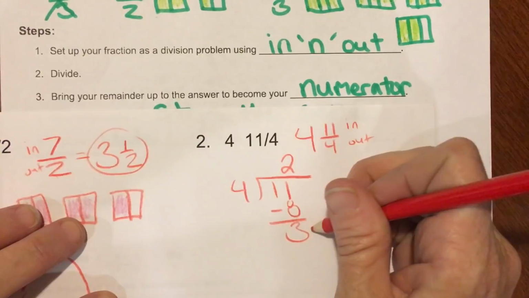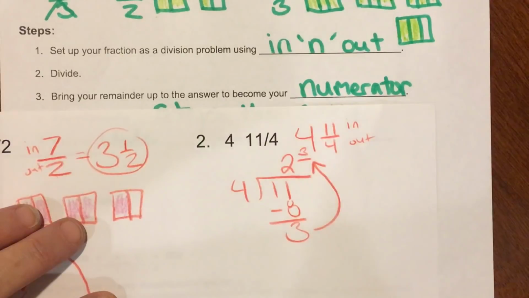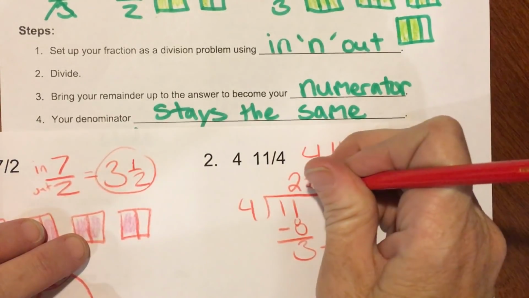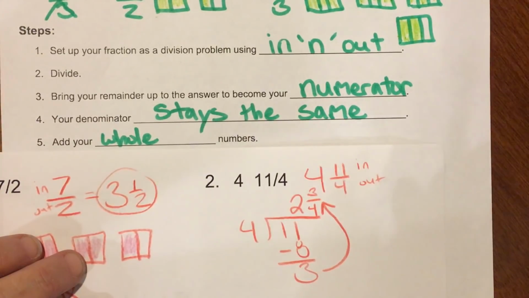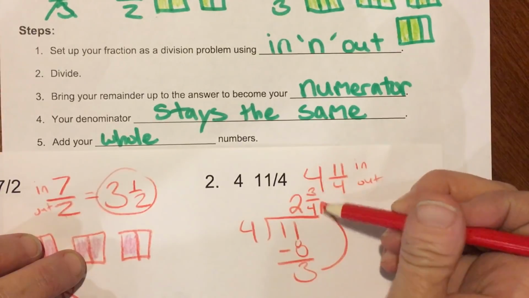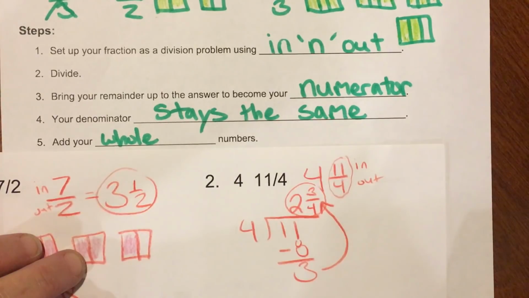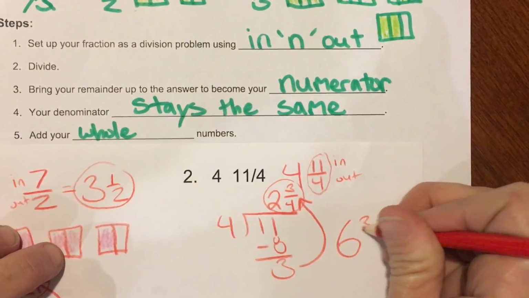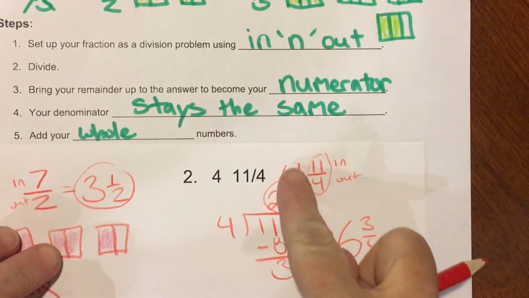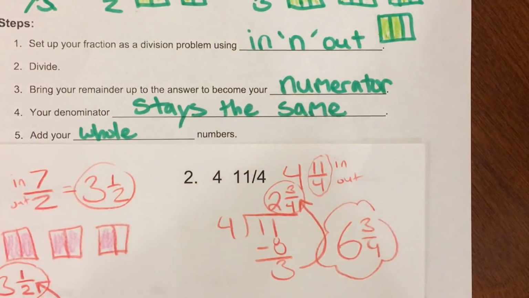Then I'm going to bring my remainder up to become my numerator. My denominator is going to stay the same. And now I'm going to add my whole numbers. This is where this one gets tricky. 11/4 is equal to 2 3/4. But I already had a 4. So my answer is actually 6 3/4 because I had to add my whole number to this. So this is my actual answer.